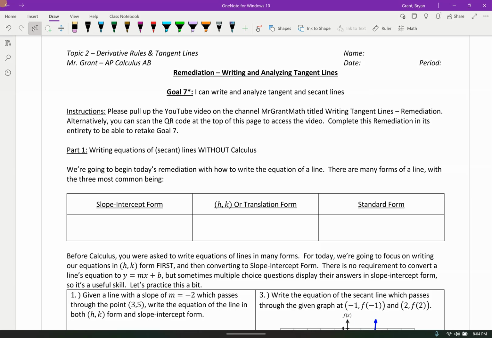rules and tangent lines. So this video assumes that you know the general idea of a tangent line, though I will reteach it. And then it also assumes you're pretty comfortable with your derivative rules. So if there's something I go over here and you're not quite sure about it, you might want to pop back to a couple other topic 2 videos. But without further ado, let's get into it.